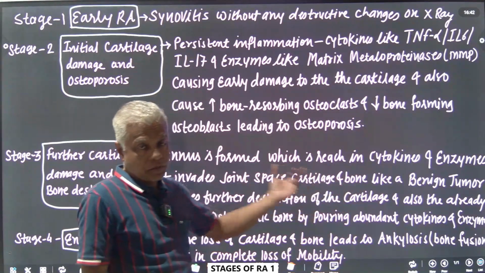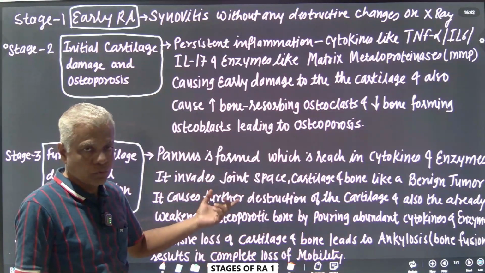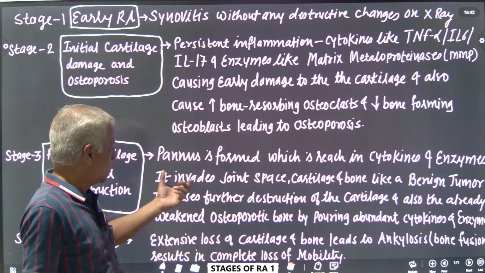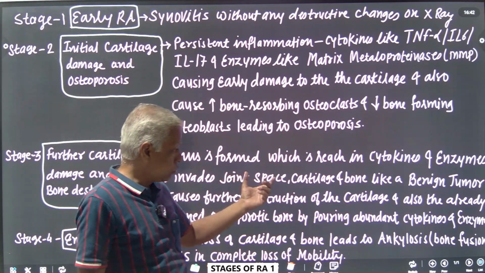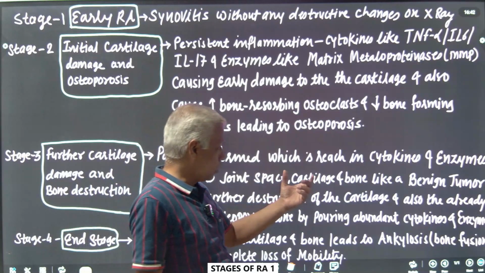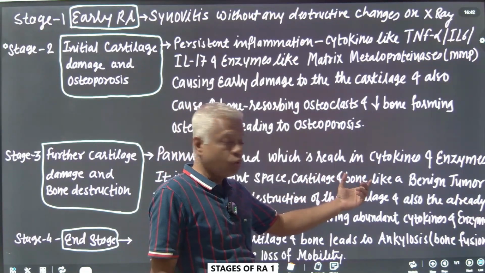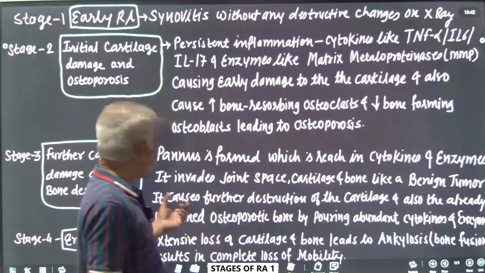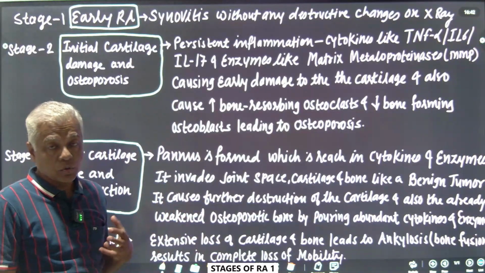We already have seen the diagram. We will go again for that diagram in a few minutes. So it invades the joint space. We have seen that it invades the cartilage once it grows more, and also the bone like a benign tumor.